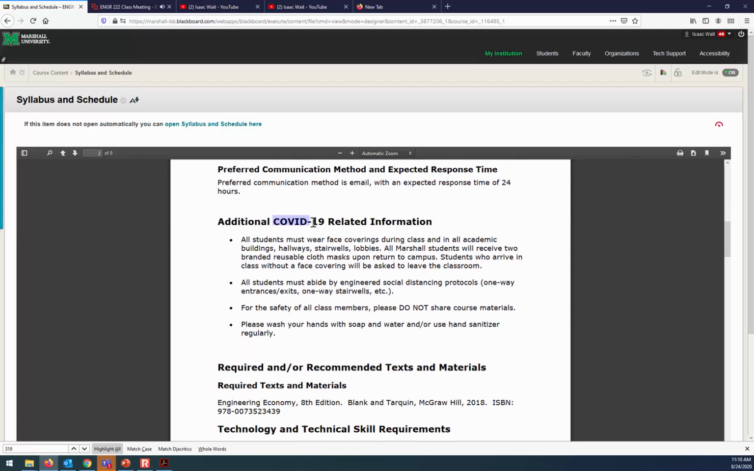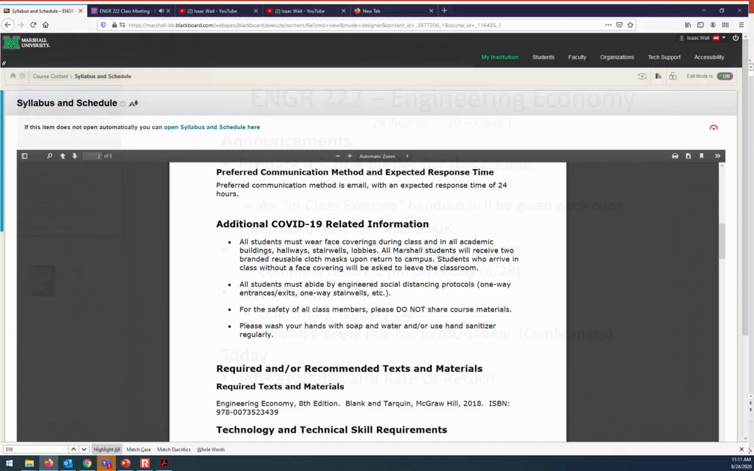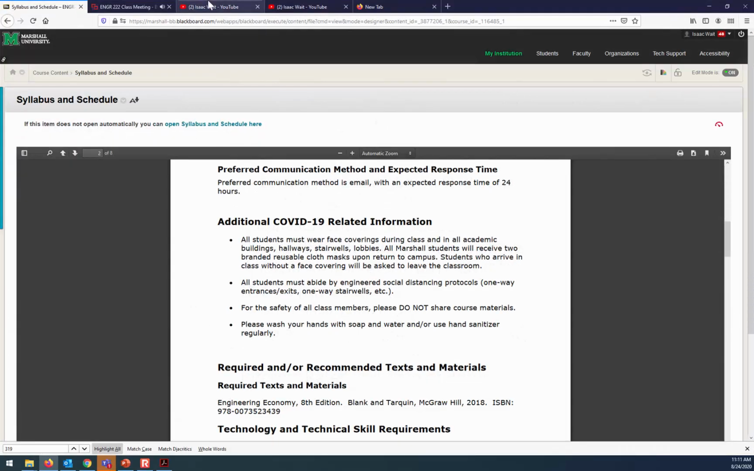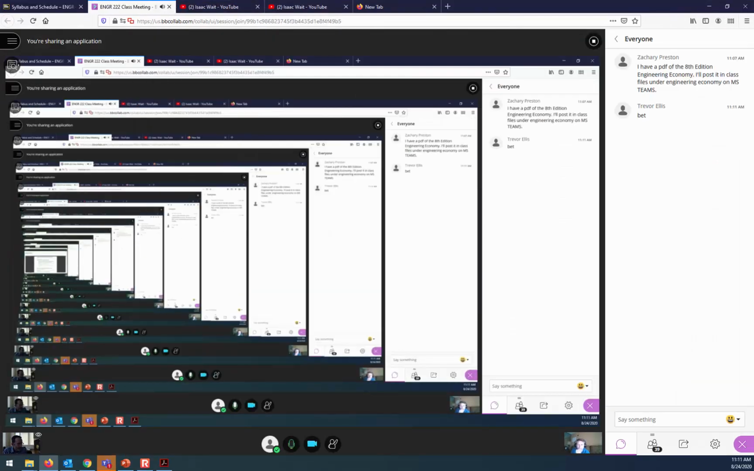Some important COVID-19 information that you've probably already heard in a lot of different ways is that you have to have a face covering when you're on campus, inside of a building. You should wash your hands with soap and water. You're obligated, if you are coming onto campus, to participating in the daily screening program that they've set up. And so there's a lot of details related to that.